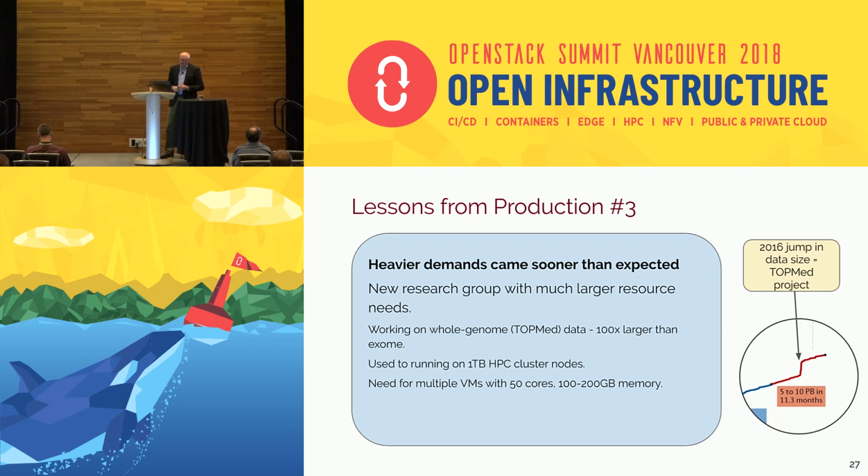So these users are used to running on 1 terabyte scale HPC cluster nodes, and within Stratus, they're running multiple VMs with 50 cores and 100 to 200 gigabytes of memory each. So this has fed into our plans to expand sooner than we might have expected.